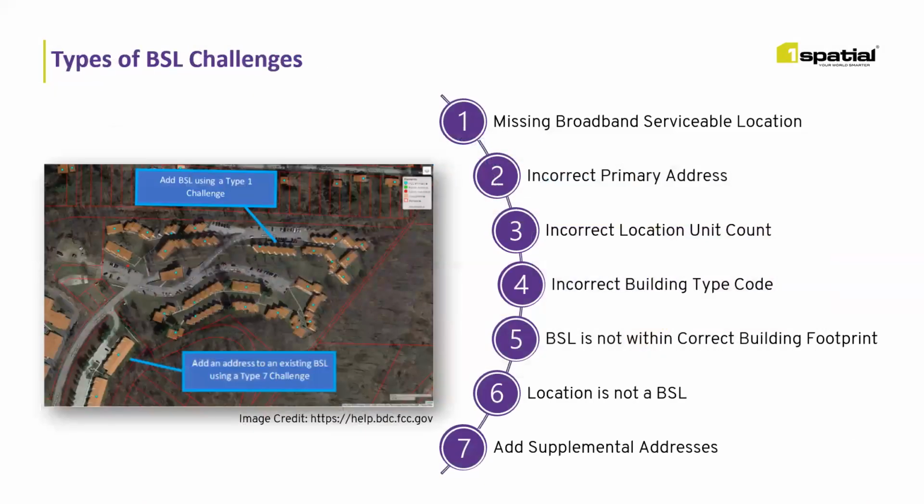One of the documents available on the FCC's website is a Fabric Challenge Category Code Overview PDF, and it lists the 7 types of BSL challenges. So we're seeing here that you can report that a BSL, or broadband serviceable location, is actually missing. We can report an incorrect address, incorrect location unit count, or incorrect building type code. You can report that a BSL is not within a correct building footprint. You can report that a location is not a BSL. And also you can report that an address needs to be added to an existing BSL.